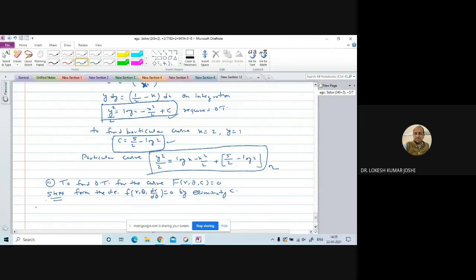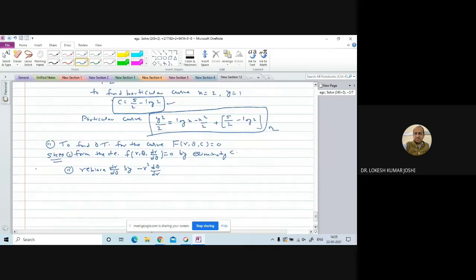Next step, since both curves are perpendicular to each other, we apply the concept of perpendicularity and replace this dr/d theta by minus r square d theta/dr. Whenever polar curves are orthogonal, their slope will be like this.